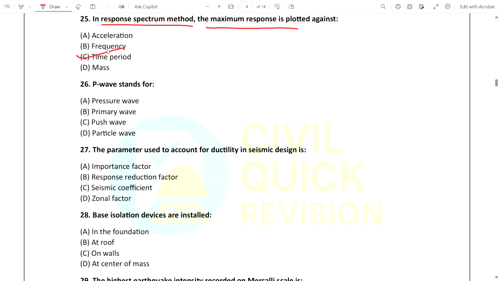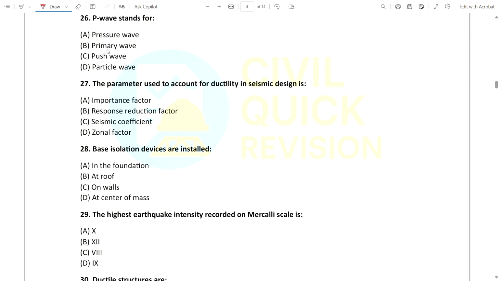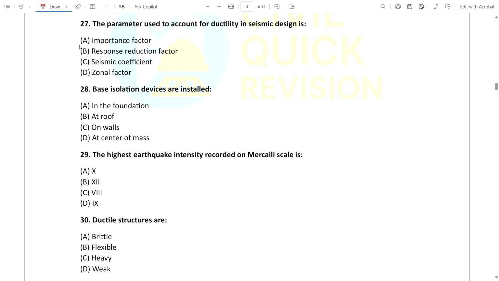Now coming to question number 26, P wave stands for what? Primary pressure wave, primary wave, push wave, particle wave. It's a primary wave. Now coming to 27, the parameter used to account for ductility in seismic design is what?